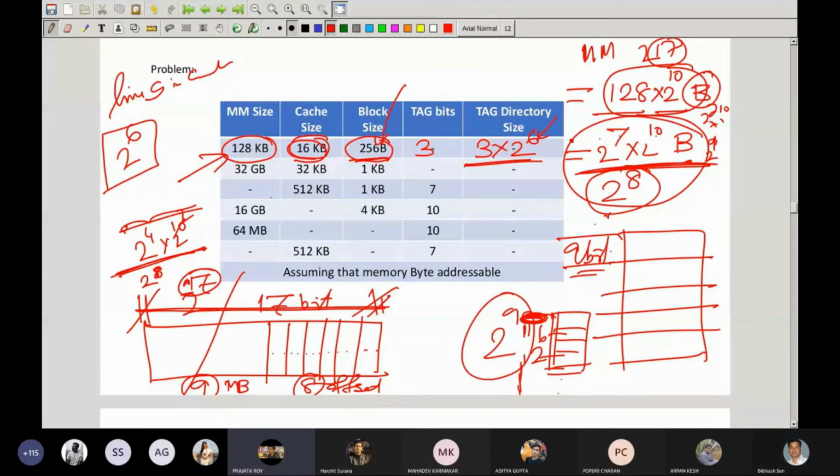So why 2 to the power 6, sir? How many cache lines are there? Cache lines are 2 to the power 6. For each of them 3 bits are required. So what will the total tag directory size be? 3 tag bits for the total number of cache lines, because for each individual cache line, its tag bit is used.